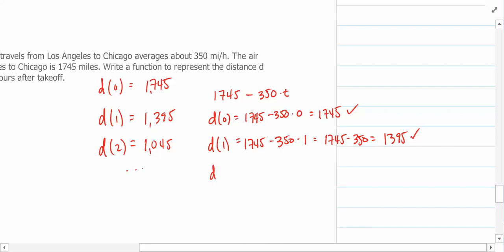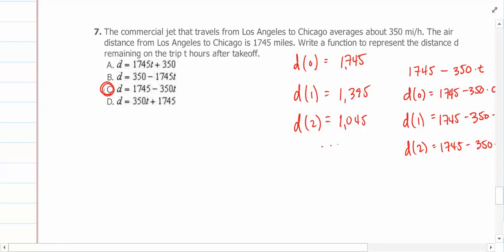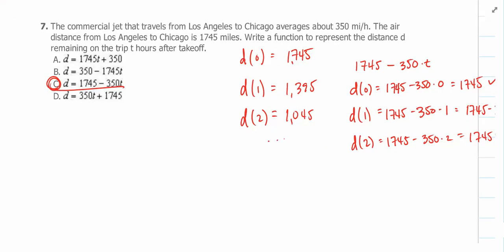That's a good check. And if we go one more time, 1,745 minus 350 times 2, well, that's 1,745 minus 700, and that does equal 1,045. And I think after checking three of those results, I'm pretty satisfied with this solution. So therefore, I would say that C is your best choice.